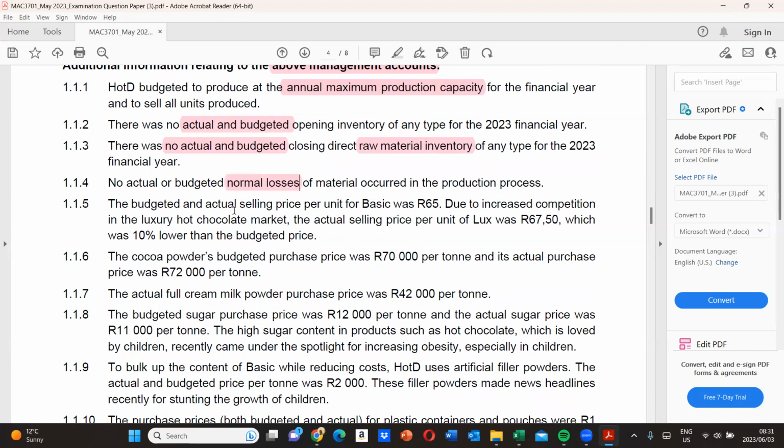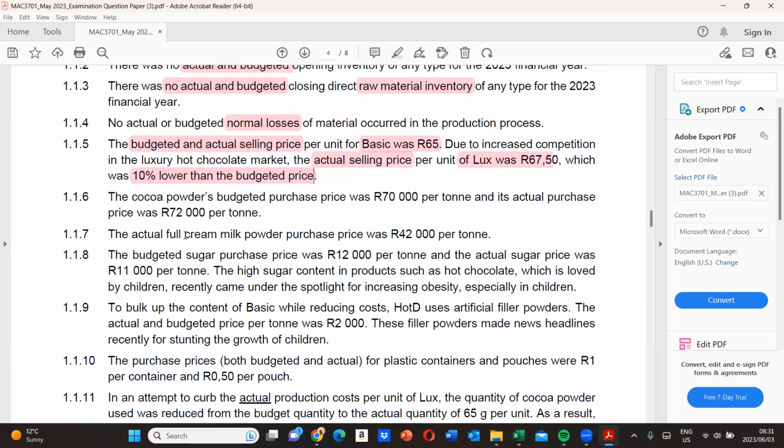The budgeted and actual selling price per unit for basic was 65 rand. So these are the selling prices. Due to increased competition in the luxury hot chocolate market, the actual selling price per unit of luxe was 67.50 rand, which was 10% lower than the budgeted price. Now, can you guys see? So they're telling you the actual is this, which means now the budget is 10% more than that. You should be able to say that. So it's 67.50 minus 10% of 67.50.